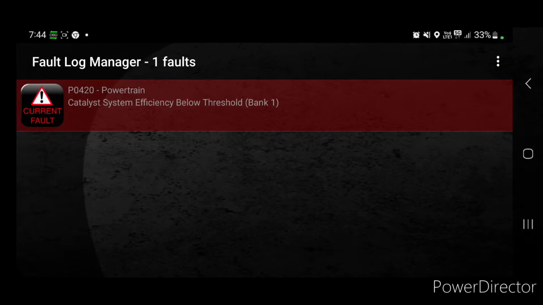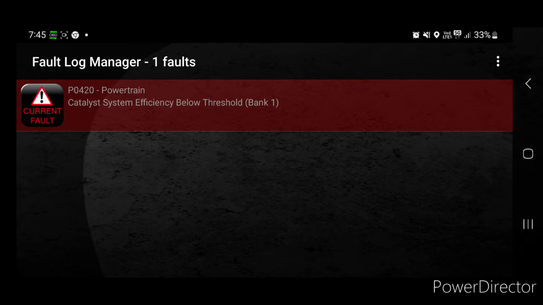Okay, guys, this is our fault code: P0420, powertrain catalyst system efficiency below threshold, bank 1. So what the ECM is trying to tell us is the catalytic converter is not working properly.